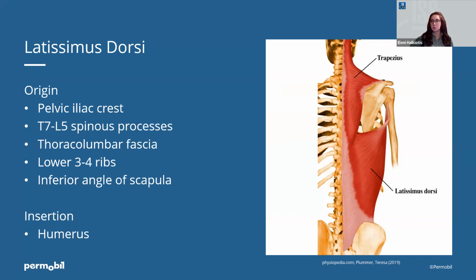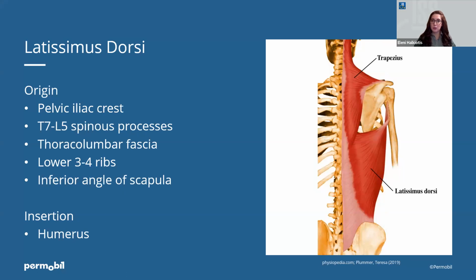It has origins spanning from the pelvis, from the pelvic iliac crest, through the lumbar and thoracic spines, L5 up to T7, through the thoracolumbar fascia. It has an origin on the lower 3 to 4 ribs, the inferior angle of the scapula. And after all these origins, it has a singular insertion on the bicipital groove of the humerus.